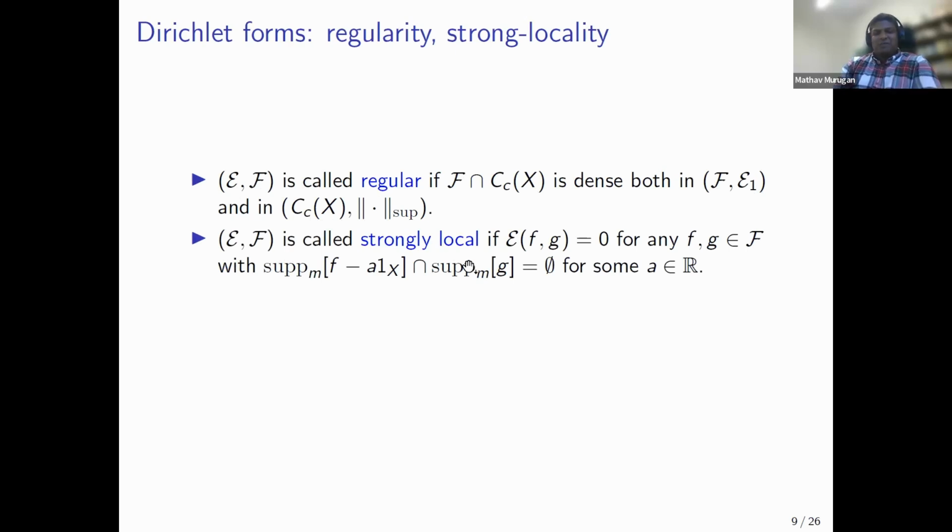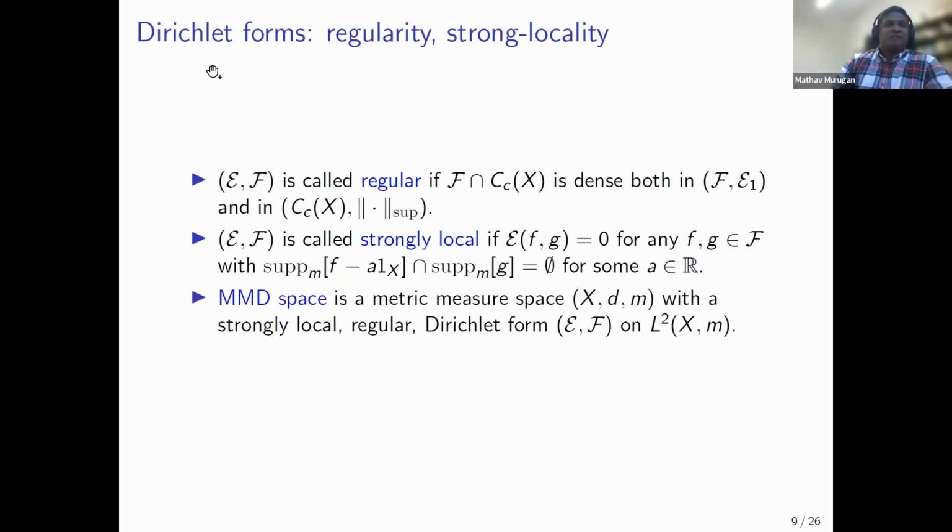Okay, sorry for throwing too many definitions at you. This is the last definition in this basic theory of Dirichlet forms. A Dirichlet form is said to be strongly local if E(f,g) is 0 for any pair of functions f and g such that f is constant on the support of g. Notice that f and g are defined as functions in L2, so they're not pointwise defined, so one needs to be careful.